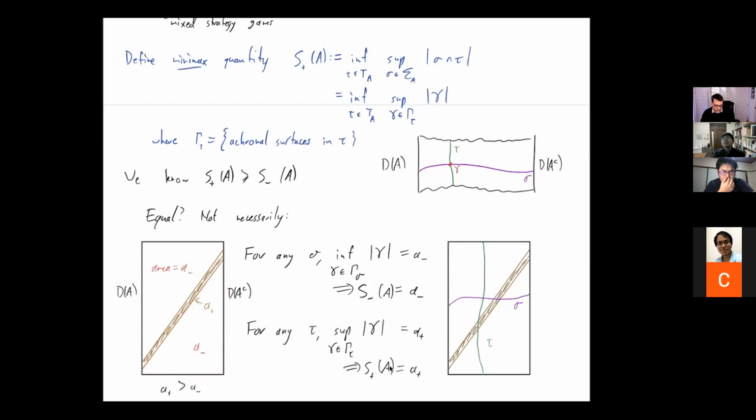And so if you do maximin, you pick a Cauchy slice going across and then you look for the minimal area, it's A minus. Any Cauchy slice crosses the A minus region, and therefore the minimal area on that slice is A minus, so the maximin is A minus. On the other hand, every timesheet crosses this A plus area, so the maximal achronal surface area on the timesheet is A plus, and therefore the minimax quantity is A plus. So the maximin is A minus and the minimax is A plus, and they're not equal, okay?